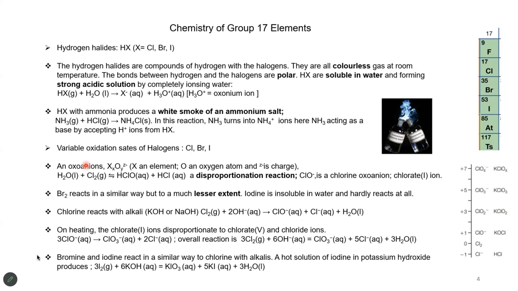Hydrogen halides are all covalent compounds, and they are colorless gases at room temperature. The bond between the halogen and hydrogen is polar. We talked about polar bonds and things like this. Hydrogen halides, that means hydrogen bromide, hydrogen iodide or hydrogen chloride, are all soluble in water, forming strong acidic solutions. Here is the reaction showing how it forms a strong acid solution.